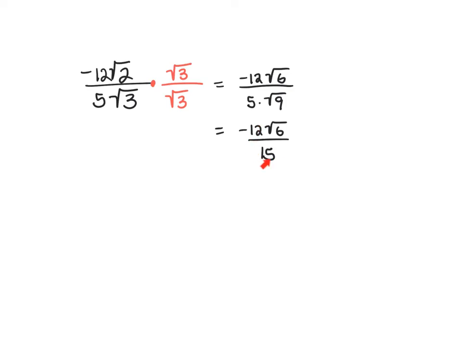Now we're not done yet, because this 12 and the 15, those coefficients, are both divisible by 3. So if I divide by 3, I get 4 and 5. So my final answer is negative 4 square root of 6 over 5, or you could write that as negative 4/5 times the root of 6, and those would be equivalent forms.